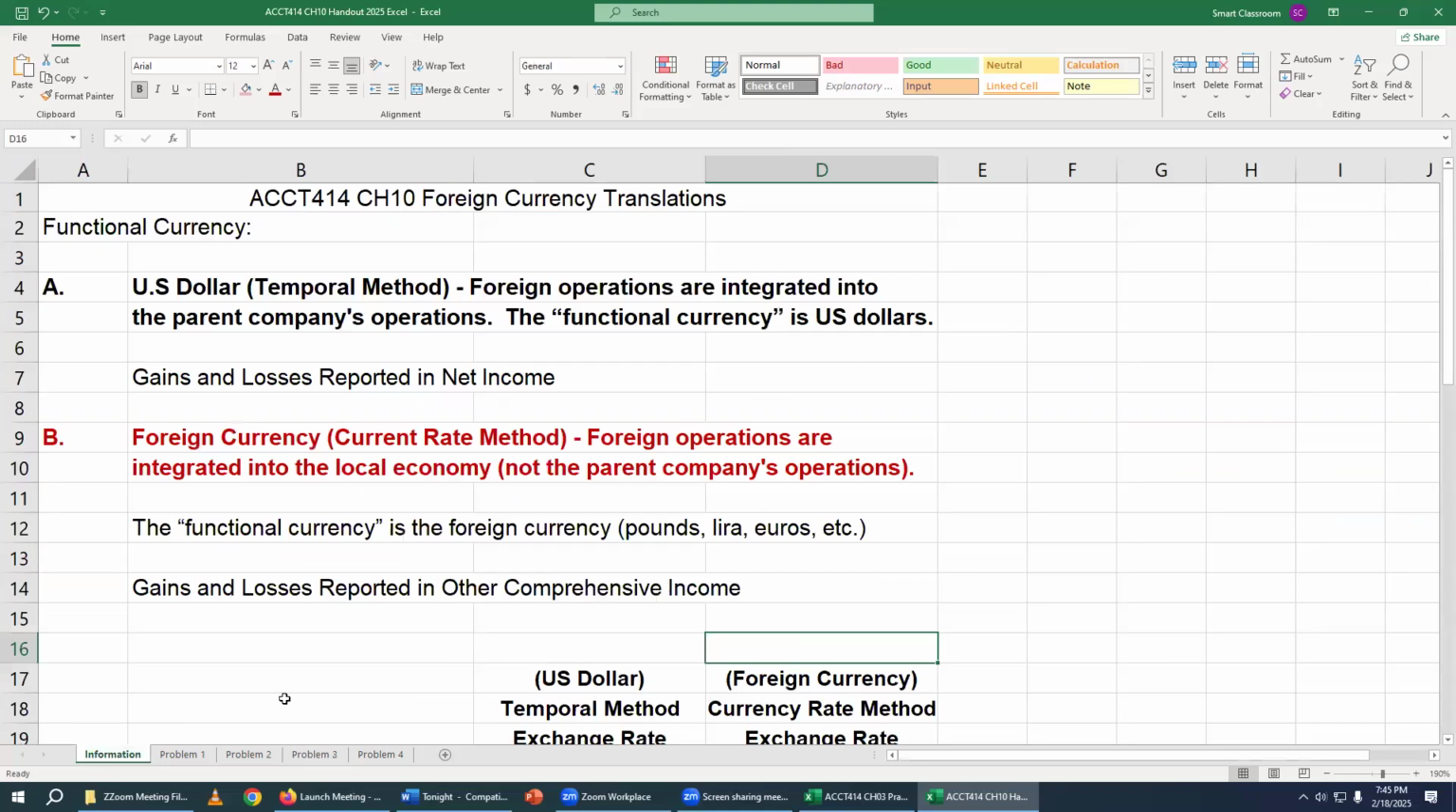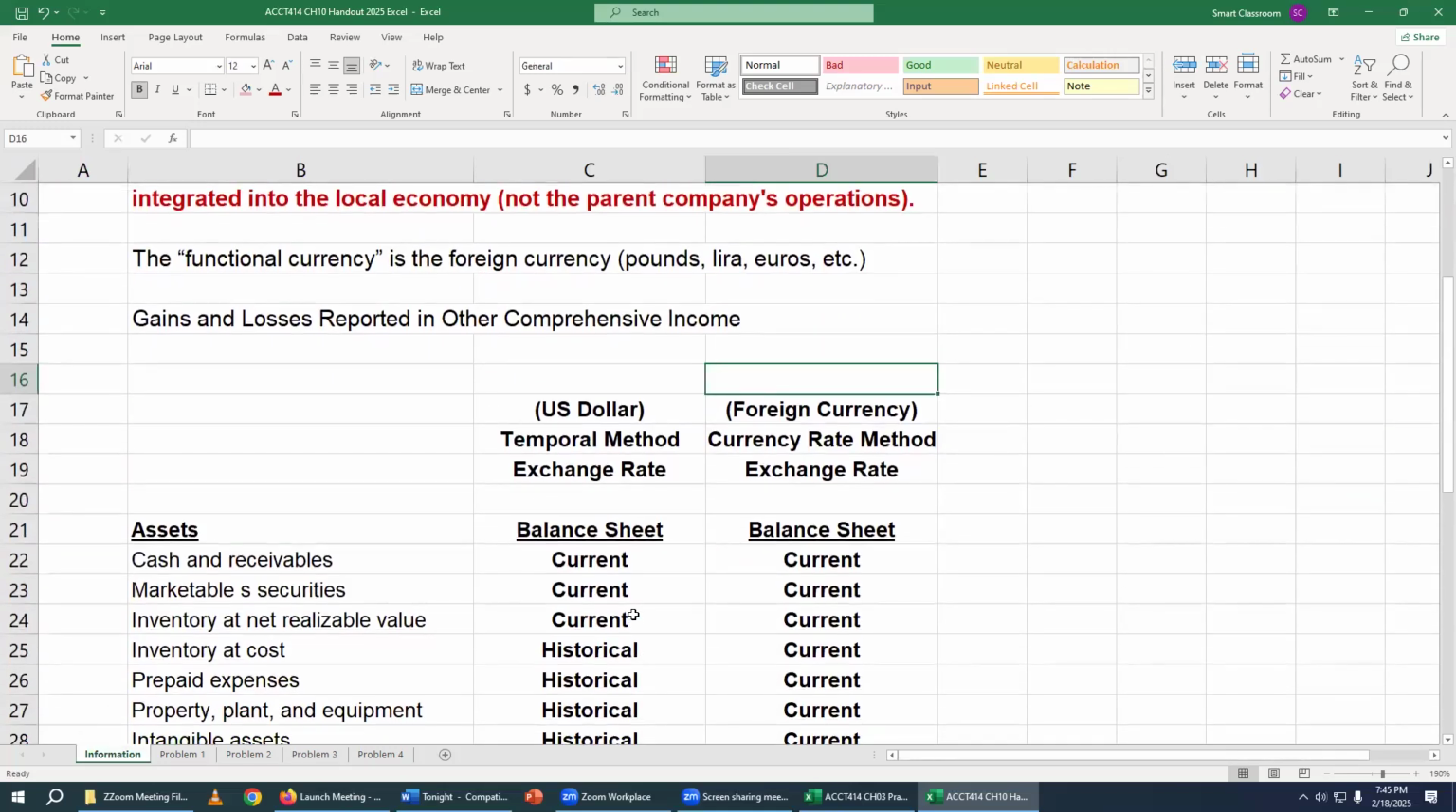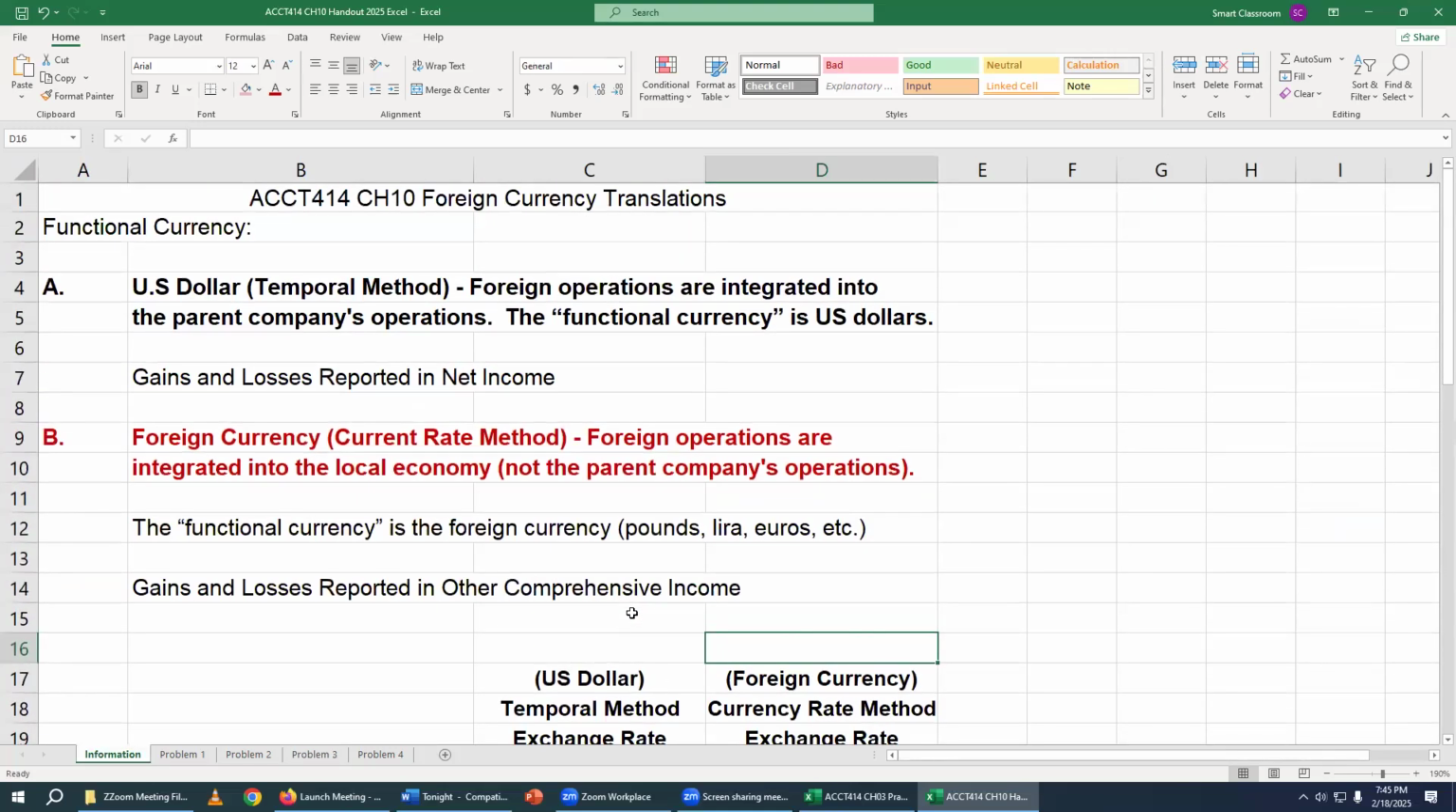If you look at the information though over here, the US dollar or temporal method, it does go to the income statement because it is absolutely finished. It has been changed into US dollars and it will be shown as income or loss in US dollars on the financial statements made in US dollars.